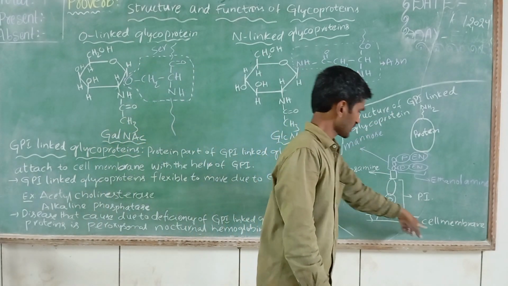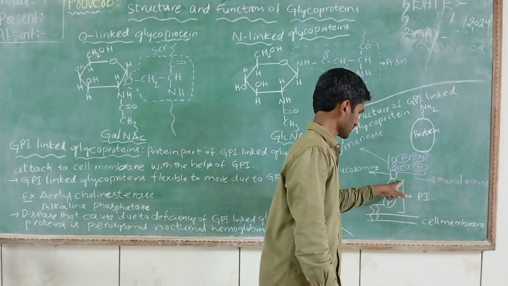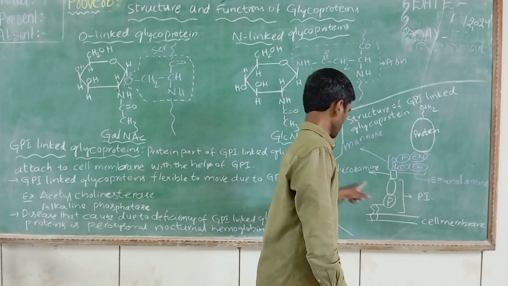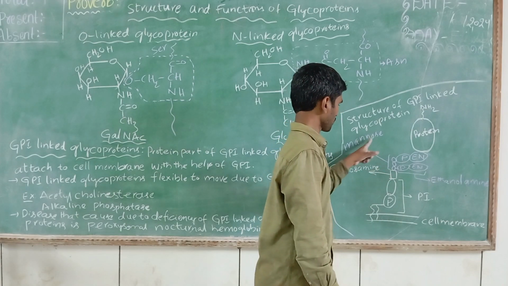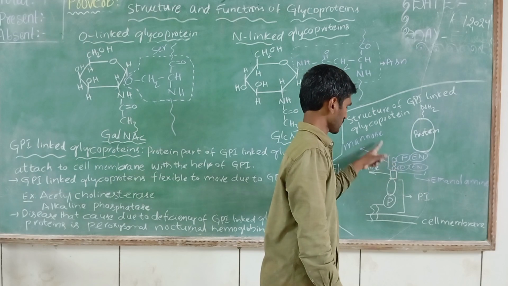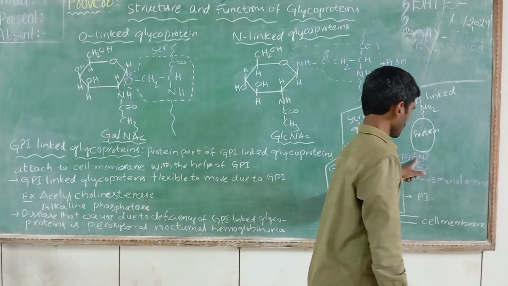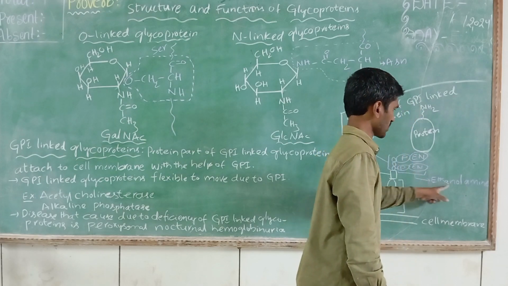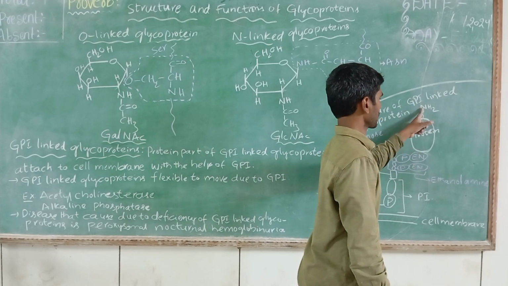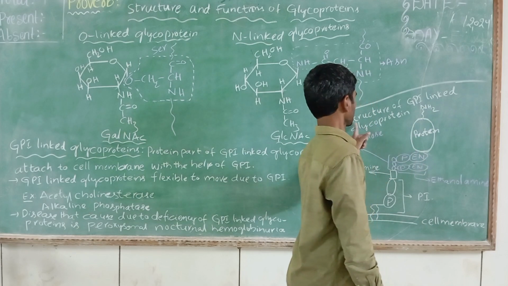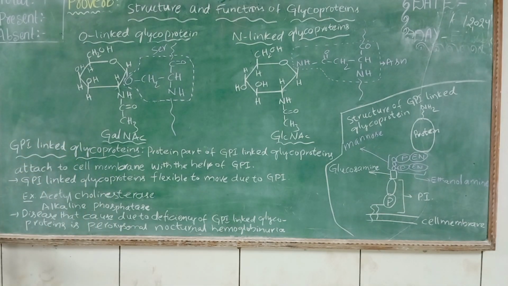Here is the structure of GPI-linked glycoproteins. This is the cell membrane, attached to phosphatidylinositol. To this a glucosamine group is attached, which is bound to mannose. There are three mannose moieties, and here is phosphoethanolamine, that is ethanolamine, to which the protein is attached. The protein's amino group is on this side, and the carboxyl group on the other side. So this is the structure of GPI-linked glycoproteins. You can take a screenshot of it.